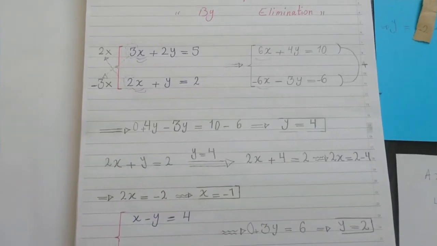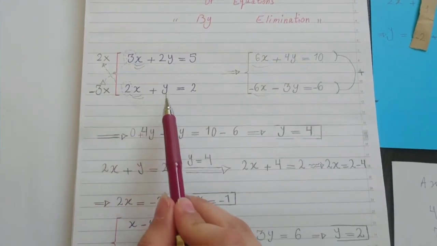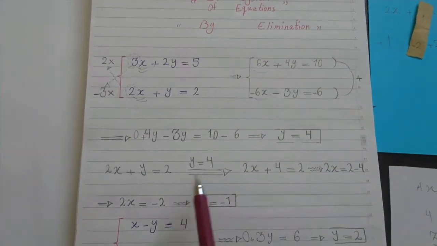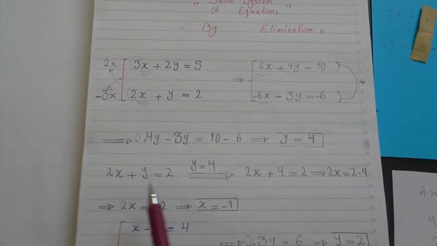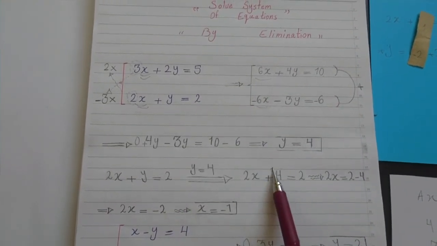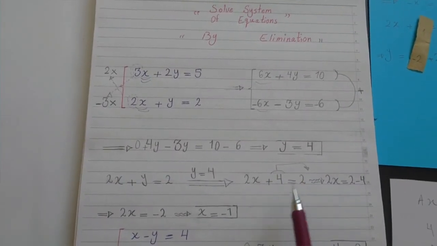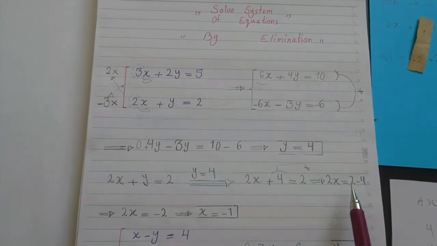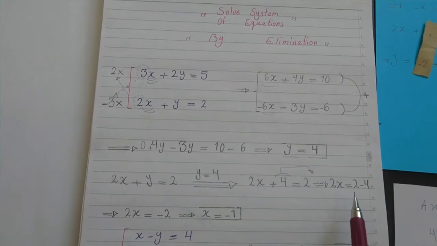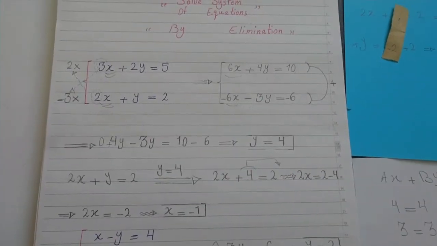So y equals 4. And according to the equation 2x plus y equals 2, when y is 4, we have 2x plus 4 equals 2. If we move this 4 to the other side, the sign will change, so it's 2x equals 2 minus 4, and 2x is negative 2, and from here x is negative 1.